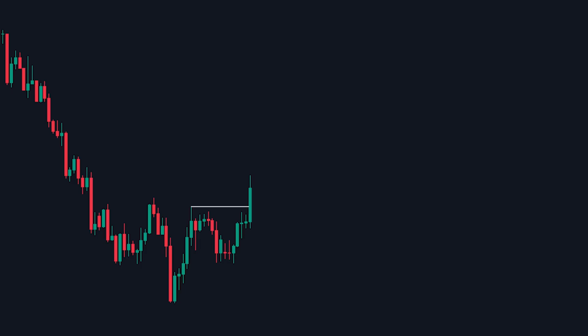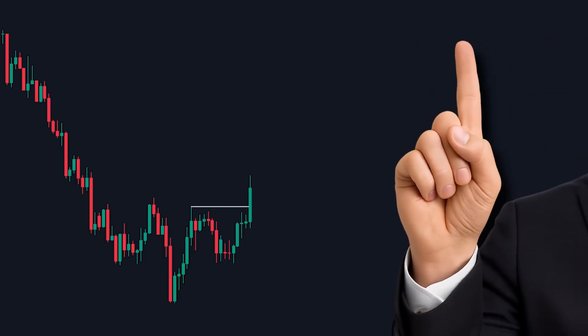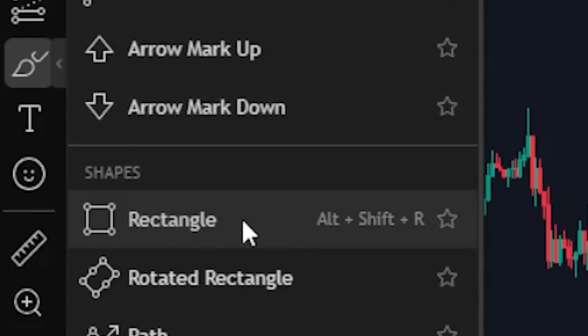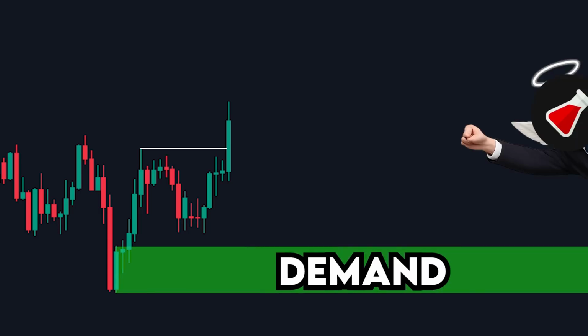To start us off with this trade setup, we're gonna first mark our area of demand. To do this, we find the first candle that started the strong move to the upside. In this scenario, that would be this candle right here. So we grab our little rectangle tool on the left and mark from the lower wick to the higher wick of this candle. This is our demand zone.